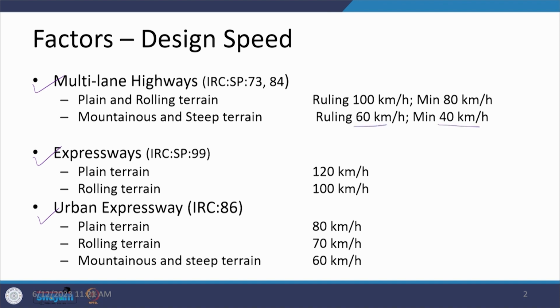In the case of expressways, there are two terrain conditions only. One is plain terrain, another one is rolling terrain, and in these two cases the values are 120 kilometers per hour and 100 kilometers per hour respectively.